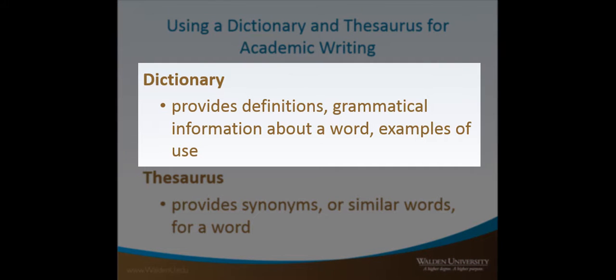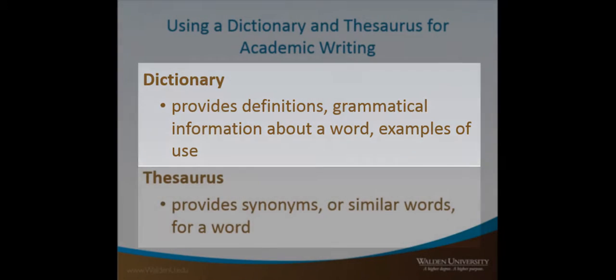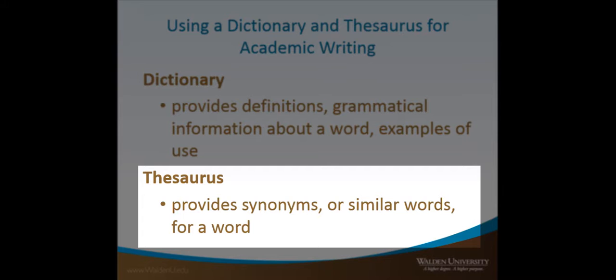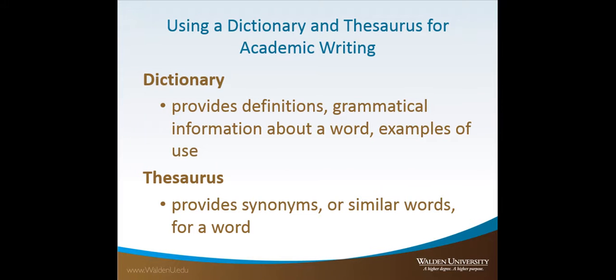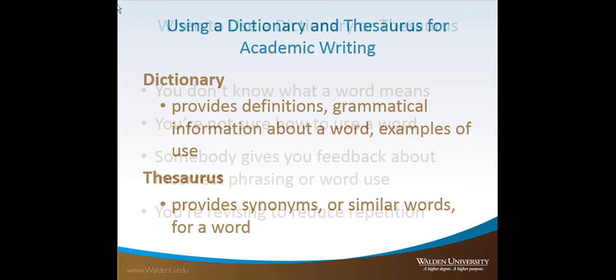A dictionary provides definitions as well as outlines how a word is used grammatically and provides examples of its use. A thesaurus provides synonyms, or similar words, for a word. These two tools are widely available in both print and electronic form, and you probably have access to at least a few of them. Because APA recommends Merriam-Webster's dictionary, I will use two of their online dictionaries throughout this video.